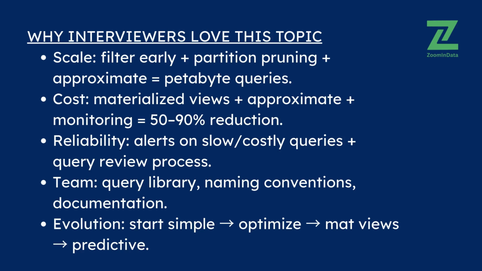Reliability: alerts on slow or costly queries and a regular query review process catch issues before they impact users. Team: maintain a query library, enforce naming conventions, and document intent, which makes collaboration and onboarding smooth. Evolution: start simple with basic summarize, optimize, filter, project, hint, add materialized views for speed, and finally predictive, forecast, anomaly, incremental maturity.